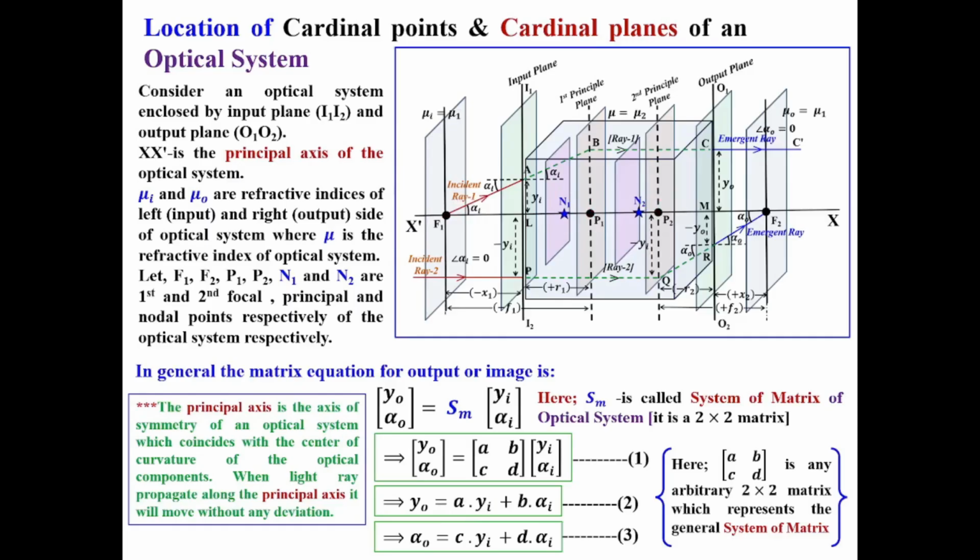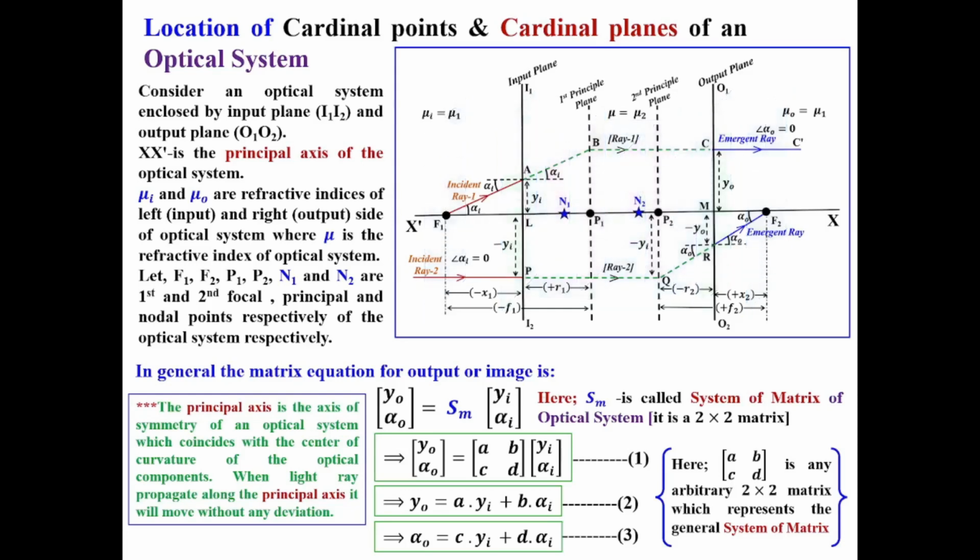If I consider all these planes in this figure, it will be complex to explain. So for simplicity I am going to remove all of these planes. But just keep in your mind that planes are present at the corresponding points. At F1 the first focal plane, at F2 the second focal plane, at P1 and P2 the first and second principal planes, and at N1 and N2 the first and second nodal planes are present. Just keep in your mind. Now we are going to evaluate the location of the cardinal points.